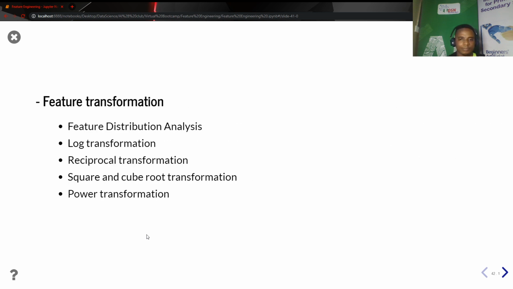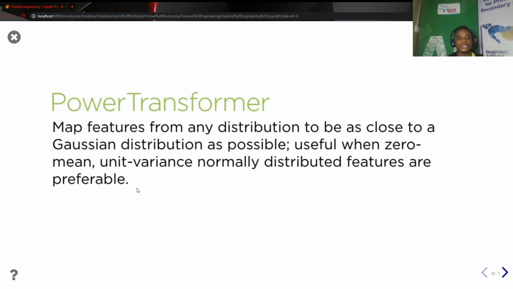Now feature transformation. What's the meaning of feature transformation? We look at log transformation, reciprocal transformation, but because of time, we will only focus on power transformation. What are we doing with power transformation? Power transformation just tries to map features from any distribution. We can have Gaussian distribution and any other distribution. So it's trying to map any distribution to be as close to Gaussian distribution as possible. And what is the meaning of Gaussian distribution? Whereby we have zero mean and unit variance.